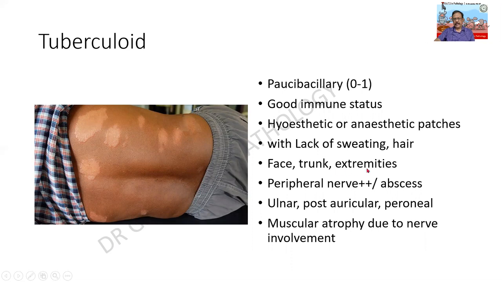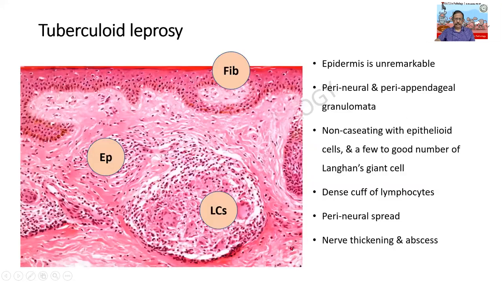It affects the face, the trunk, and the extremities. Here it is a case of the trunk. Nerves are particularly involved in a case of tuberculoid leprosy, so much so there can be a nerve abscess formed. And the nerves commonly affected in a case of leprosy are the ulnar nerve, the posterior auricular nerve, and the peroneal nerve. One of the clinical diagnoses will be to look for thickening of the nerves. And because of the motor nerves being affected, there can be a muscular atrophy. So these are some of the features of tuberculoid leprosy.